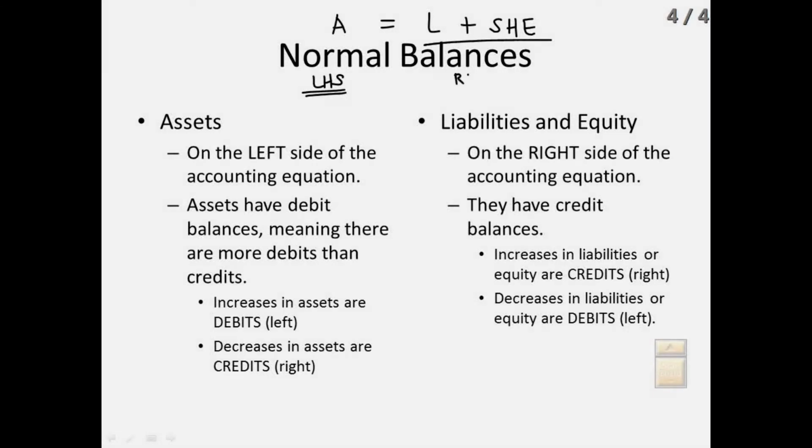If your account is on the right-hand side, then increases to that account are credits. So an asset has a debit balance, meaning there are more debits than credits, and when you have an increase to the asset, you further debit it. When you decrease the asset, you credit it. Flip side for liabilities and shareholders' equity, they have credit balances, so if they're going up, you put another credit in there. If they're going down, you debit the account.